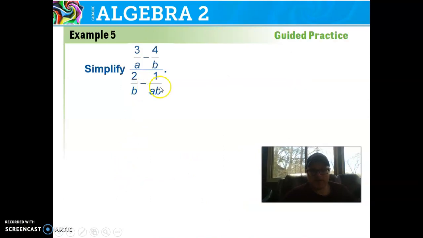So here's one for you to try. See if you can multiply this by AB, both the top and the bottom, and see if you can come up with the correct answer of 3b minus 4a over 2a minus 1.